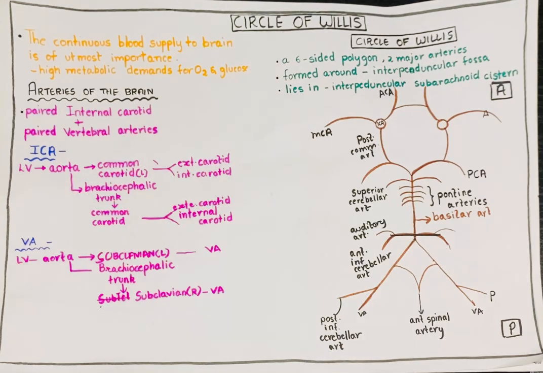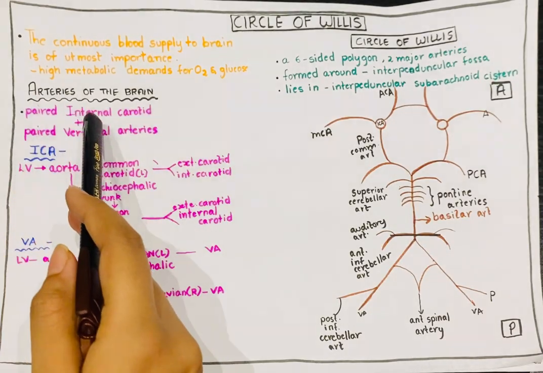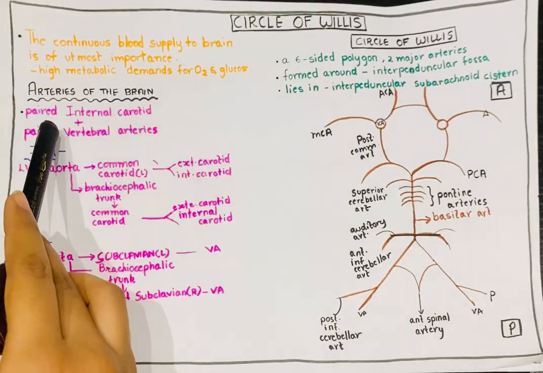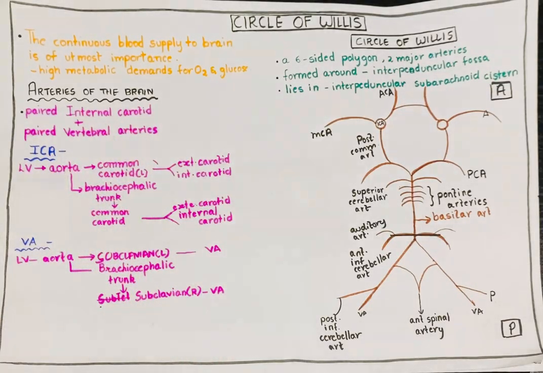Now let us learn a bit about the arteries which are going to contribute to the formation of the Circle of Willis. These arteries are going to be the paired internal carotid arteries and the paired vertebral arteries. Now let us learn very briefly about the internal carotid artery and the vertebral artery.